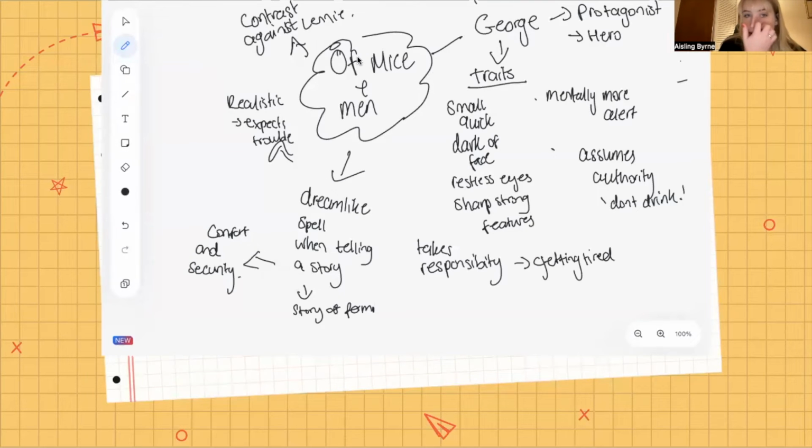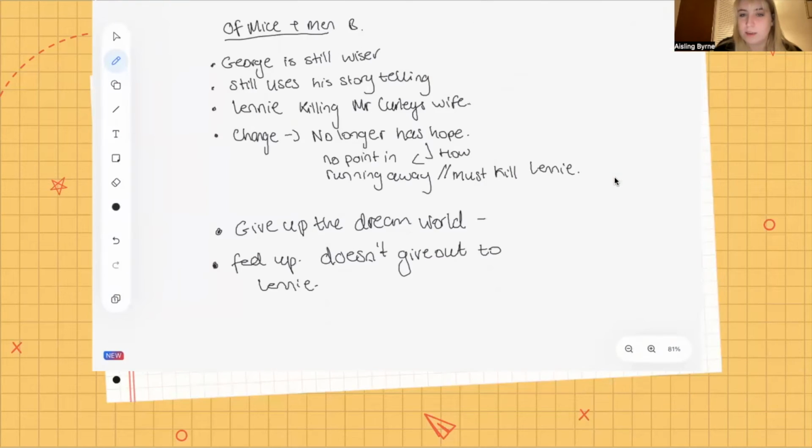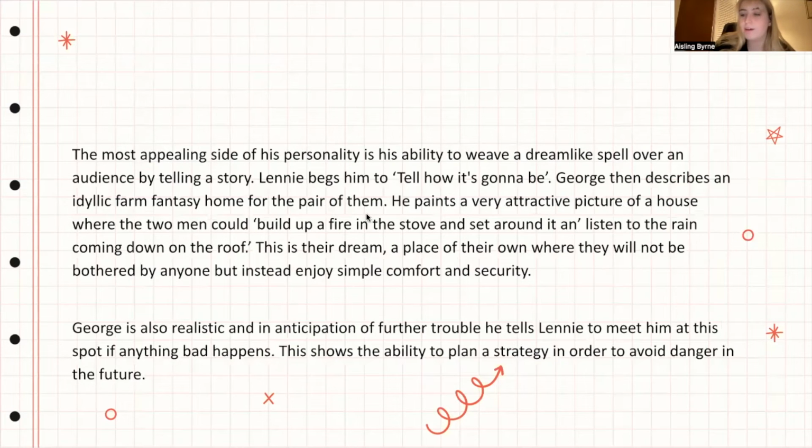And if we go back to the plan, we see I've hit off most of the points I made there. Now, just to go back to the question: describe this character at the beginning of the novel. Do we think we might have hit who this character is from the beginning of the novel with this? So we said what novel we study. We said we met George, the protagonist. This is how he's described, his features. He's more alert than another character, and we also compare the other character to George. He's in authority. He's in the lead. He's in control. And we know he's taking responsibility, but he's getting tired of taking this responsibility and the trouble that they're getting into and always protecting the other character.